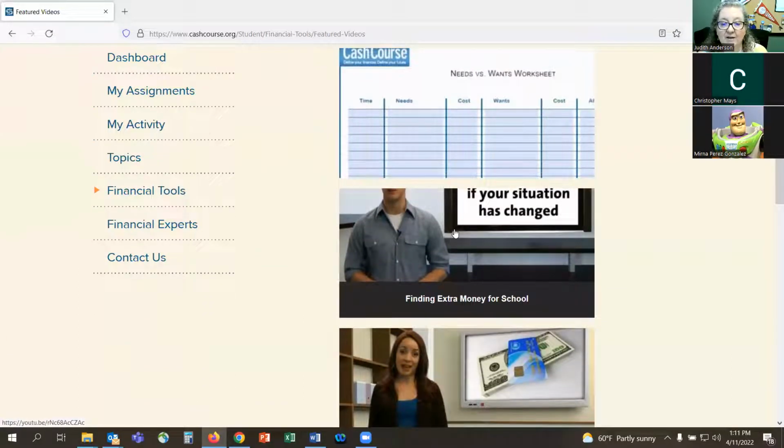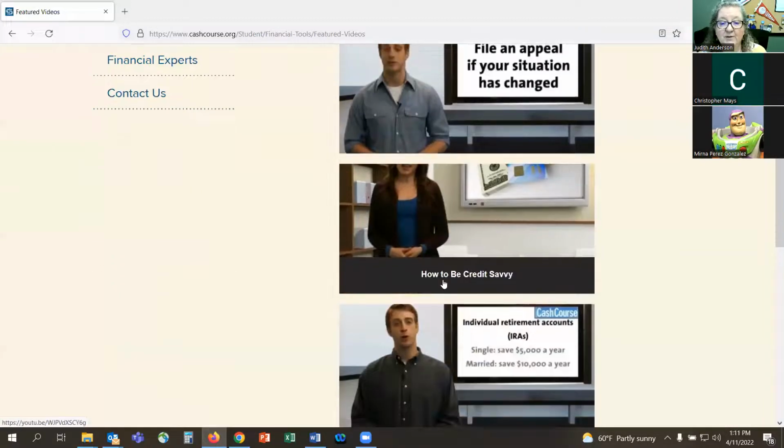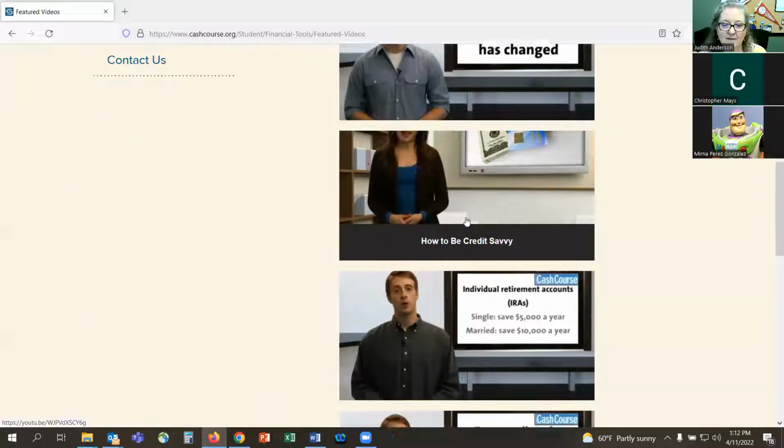So you could click on here. This is extra money for school. Be credit savvy. That's just when you start using credit cards, how to use them effectively so you don't get yourself into deep debt, and making your on-time payments, low interest rates on the credit card, all those good things.